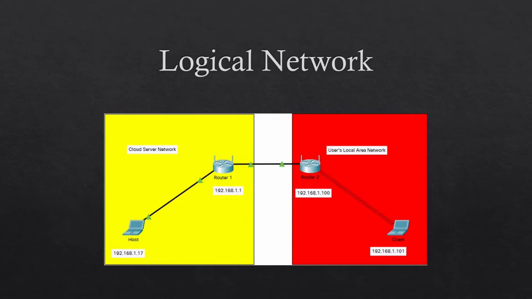This is the logical network, where we can see the representation of two different networks to represent an internet connection. The first router uses a different IP address than the second router, where the first router is the cloud server network, and the second router is the user's local area network.